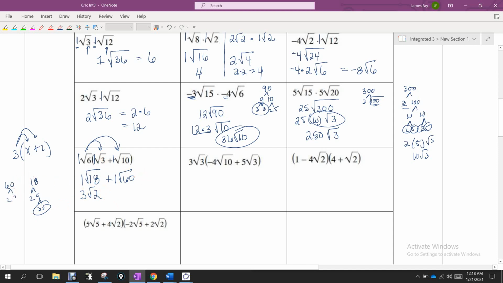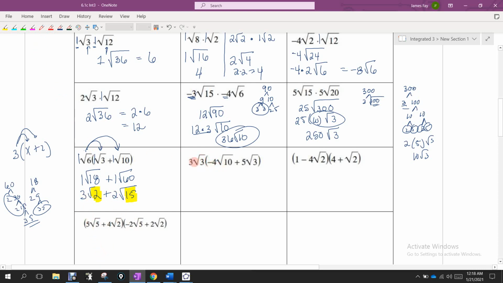60 breaks down to 2 and 30, 2 and 15, 3 and 5. So there's a group of 2's that can come out. And then the 3 and the 5 do not. It gives me that. Now, remember from yesterday, if I want to add these together, that number there and that number there need to be the same. And they're not here, so we can't add them together. Let's leave it this way.